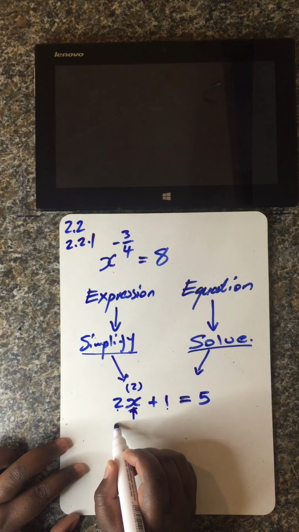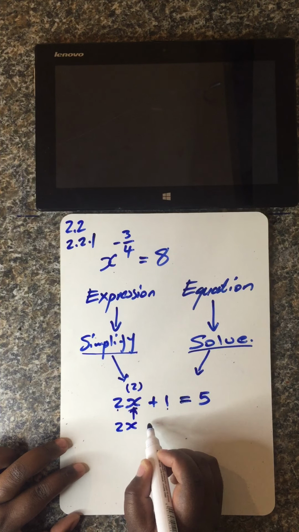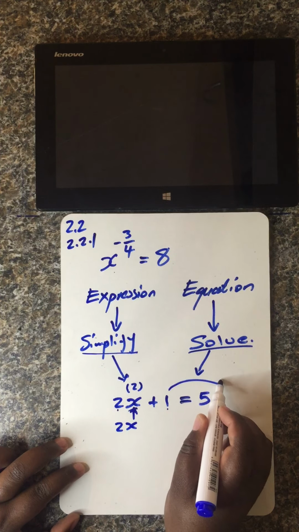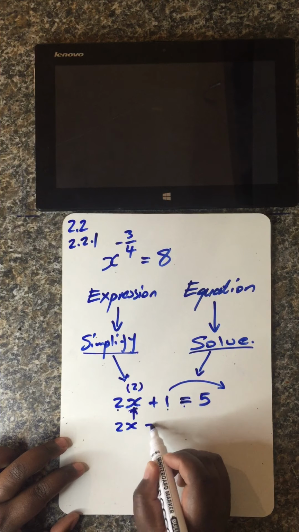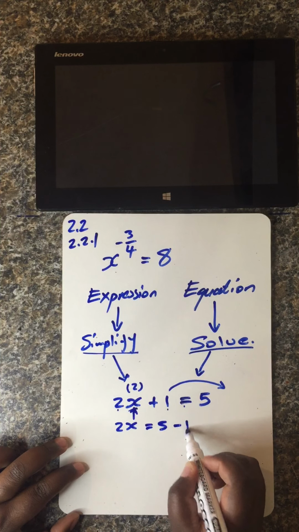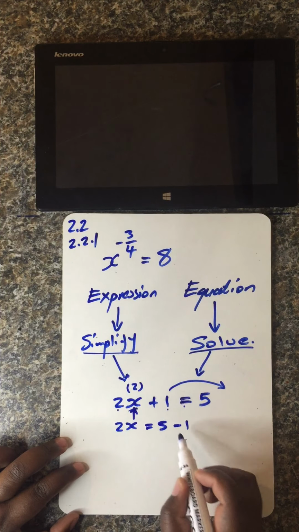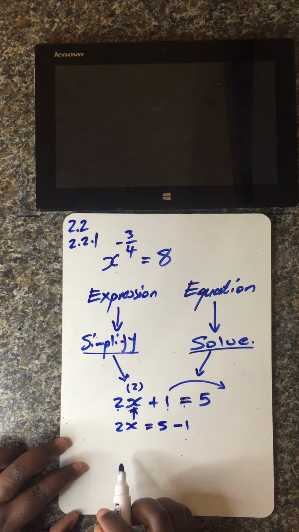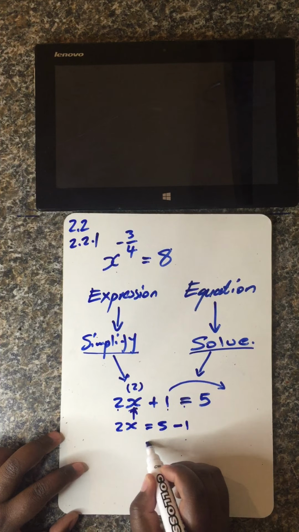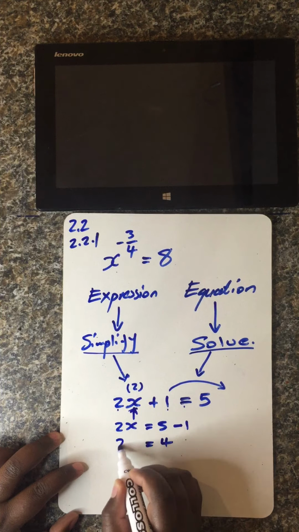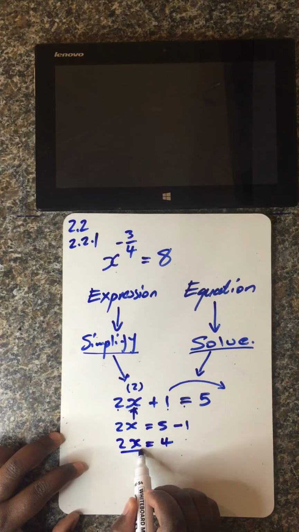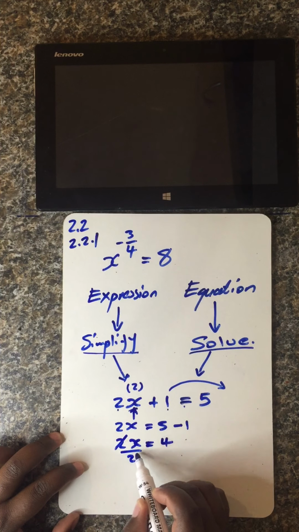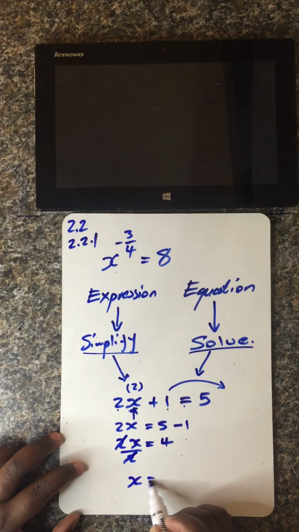Okay, so this is 2x. You move that 1 to the other side of the equal sign, and most importantly, it changes sign. So this is equal to 5 minus 1. Remember, it was positive, now it's minus 1. Very much important, ladies and gentlemen. Then you've got this as 4, which is equal to 4. Then now you need to remove that 2, so that you remain with just x.